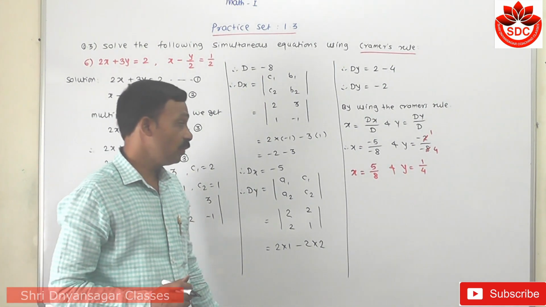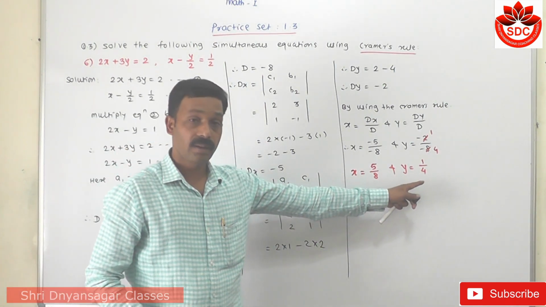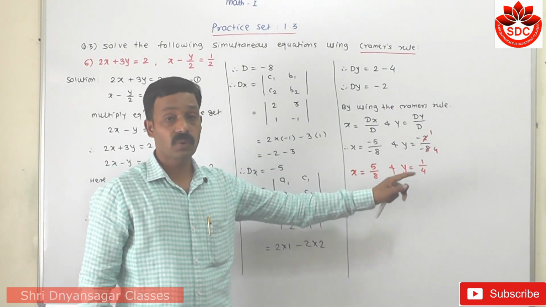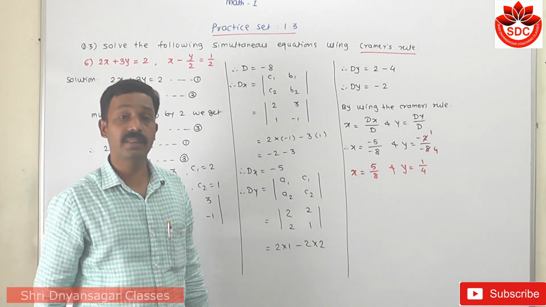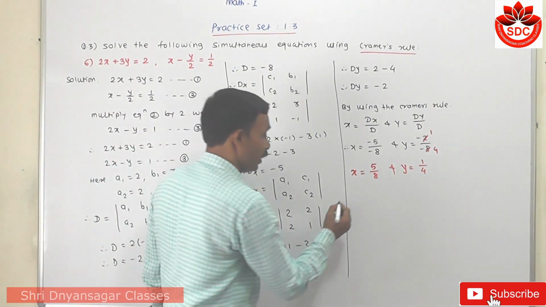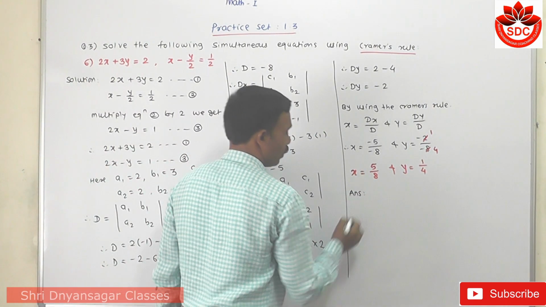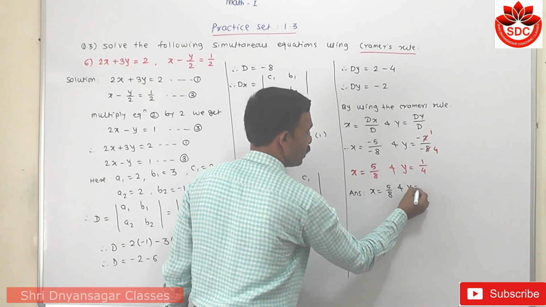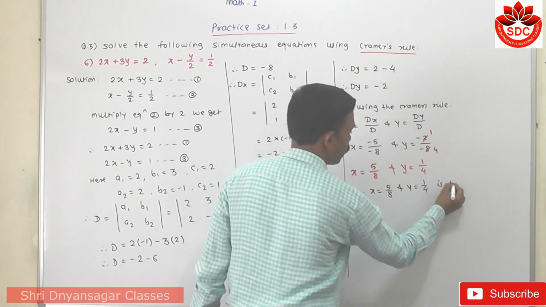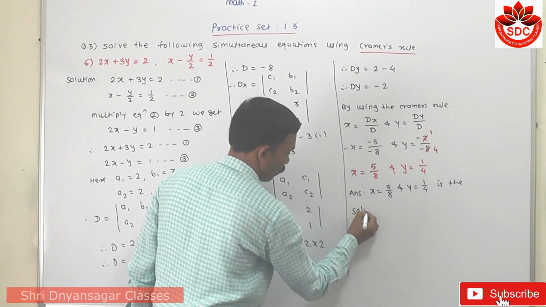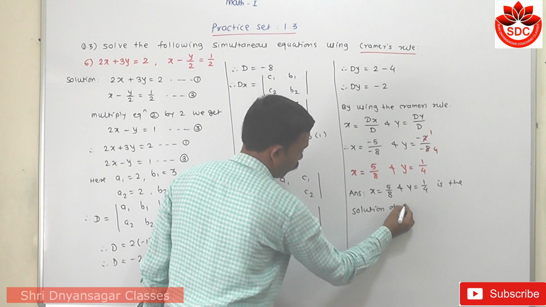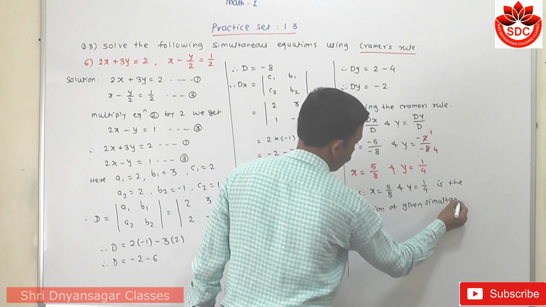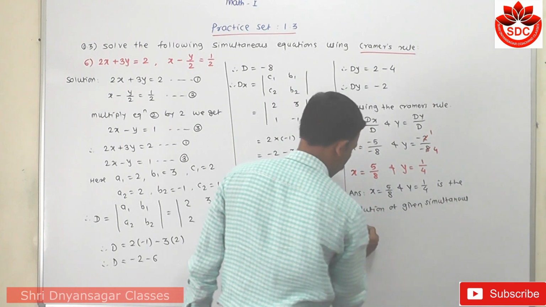Now these two values of x and y satisfy this equation. Hence, it is called the solution of that equation. So, we write this answer in a full sentence. Now, answer. X is equals to 5 upon 8 and y is equals to 1 upon 4 is the solution of given simultaneous equation.